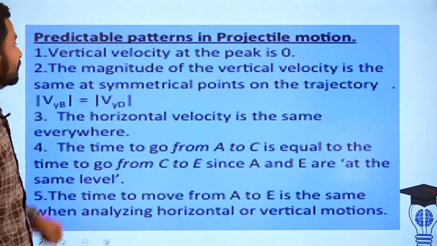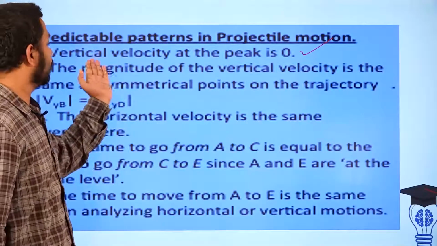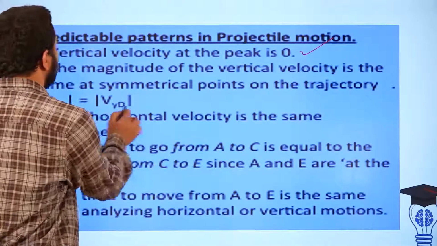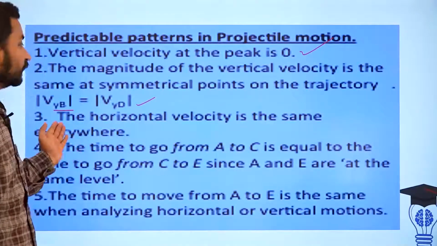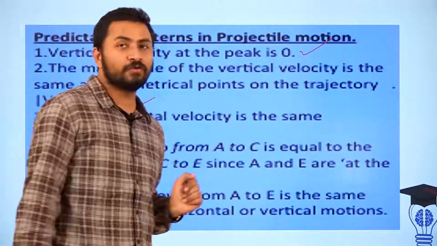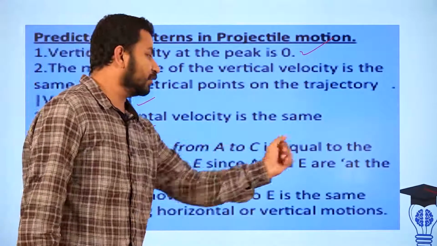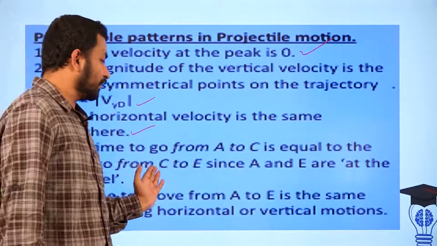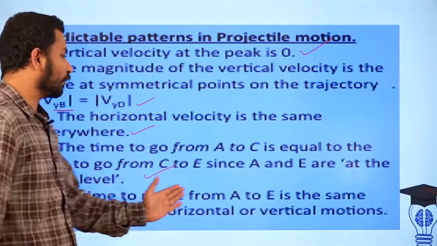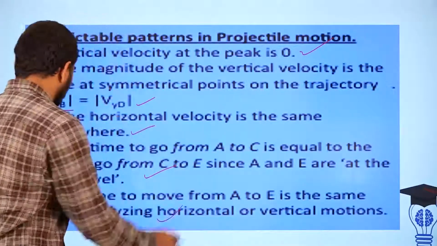If I summarize this whole point, at the highest point of the motion we have studied that the vertical velocity will be 0. The magnitude of velocity at points B and D will be the same. The horizontal velocity is the same everywhere as there is no horizontal force acting in this direction. The time to reach from A to C will be equal to the time from C to E, that is, time of ascent will be equal to time of descent. So this is what we concluded, right?